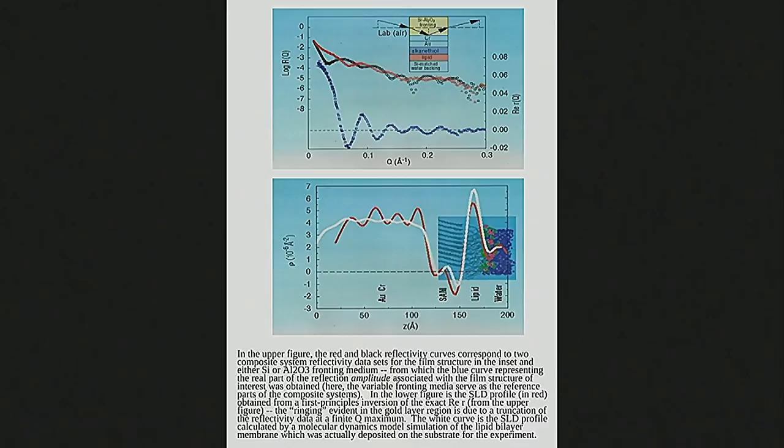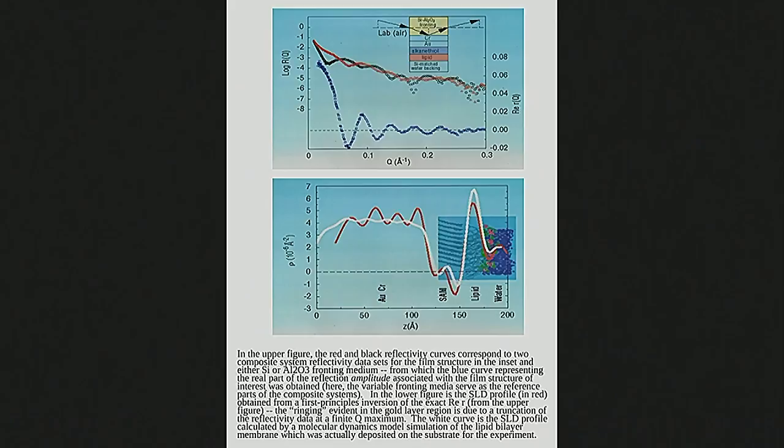So one data set for silicon, one data set for sapphire, and then if you do that mathematical analysis shown on the previous slides, out comes the blue curve, which is the real part of the reflection amplitude, not the square, the reflection amplitude, just for the part of the potential that's unknown, this lipid bilayer film. And the white is the molecular dynamics simulation. The red is the actual exact inversion of this data. No fudge factors, no parameters. The data went in, went through the equations, and now comes unambiguously this profile.